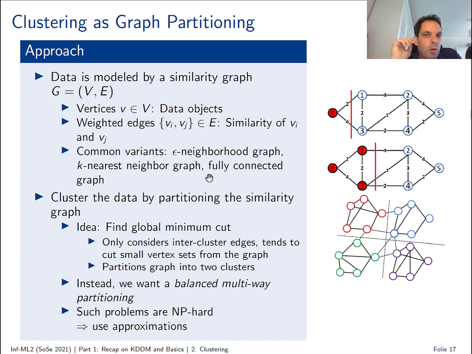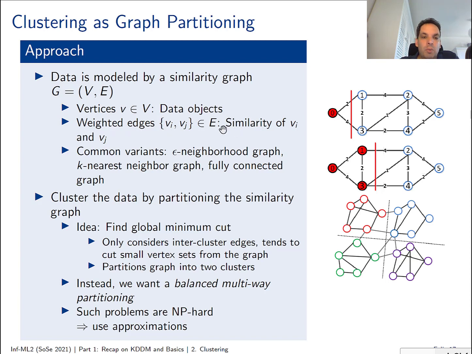So the view of the whole problem is now a kind of graph partitioning view. So we model the data by a so-called similarity graph. And a graph, of course, has vertices, the nodes, which are the data objects, and edges, which are the similarity between two nodes. Yeah? So the edges are actually weighted in that case.